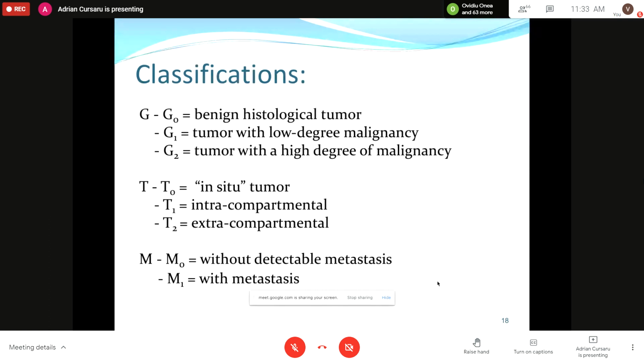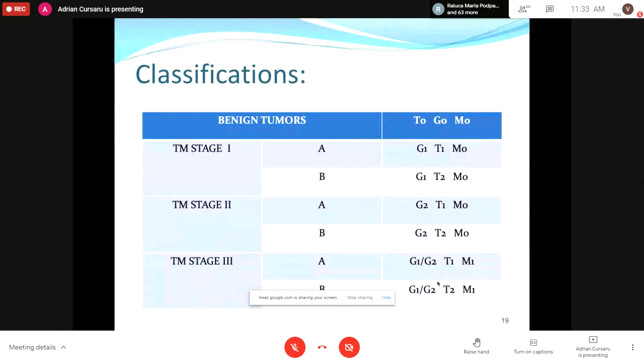Our patient doesn't have a diagnosis of distant metastasis, and in M1 the patient has metastasis. That's the big class, the type of our big classification. According to the Enneking classification, we include 3 types of stages for tumors.